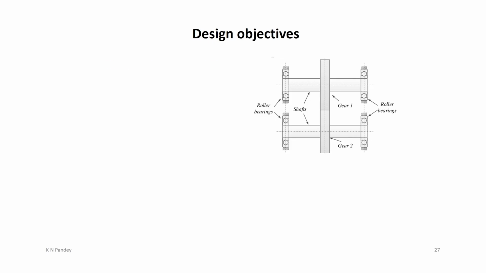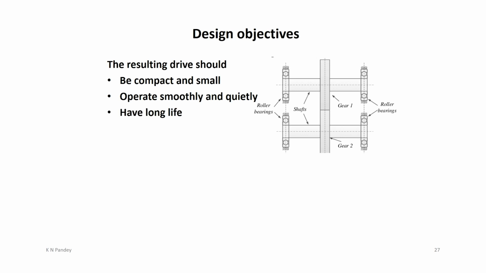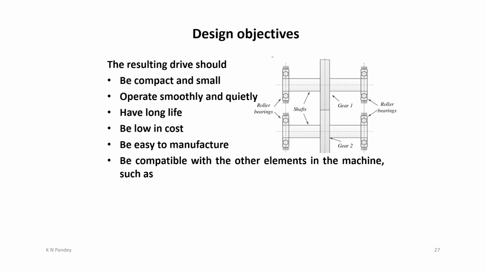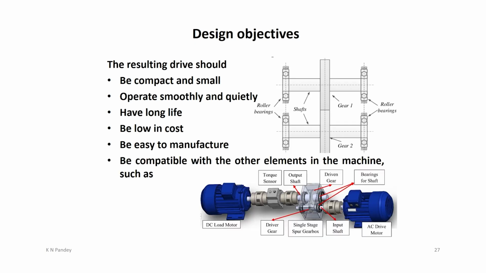So, the design objectives will be that the resulting drive should be compact and small, operate smoothly and quietly, have long life, be low in cost, be easy to manufacture, and be compatible with the other machine elements such as bearings which are used in the support of the shaft itself, which is required to transmit the power from this shaft to this shaft, then the housing in which the gears or the gearbox are kept, then the driver and the driven machine. What is the driving machine? What is the driven machine?